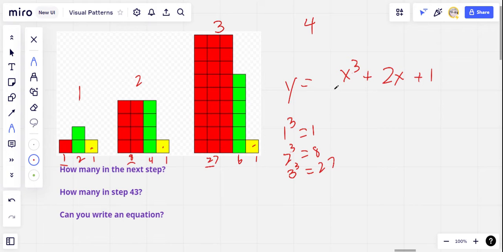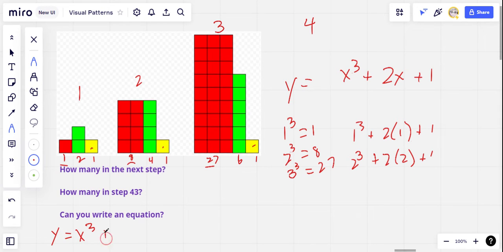If you look at step number 1, x cubed would be 1 cubed, plus 2 times 1, plus 1. That would be 1 plus 2 plus 1, that's 4. If we did it for the second step, 2 cubed plus 2 times 2 plus 1, that's 8 plus 4 plus 1. That is going to be the number of boxes in here, so that's 13. So we've got our equation, y equals x cubed plus 2x plus 1.